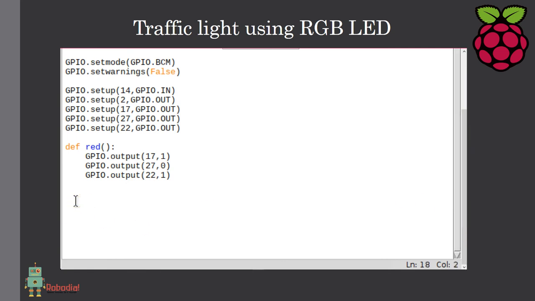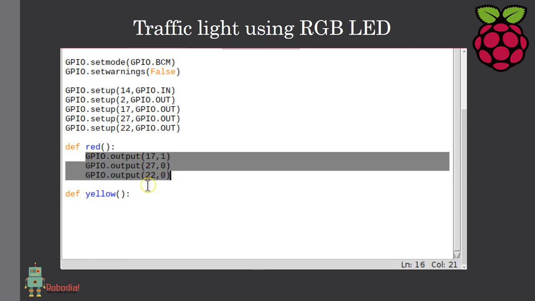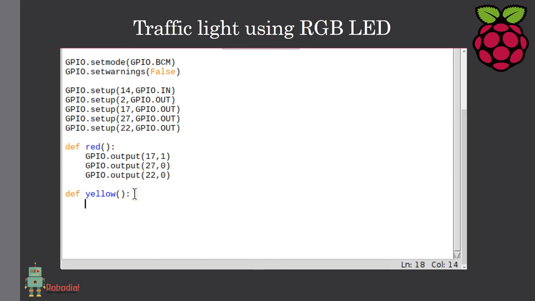Now I'm defining the function for my yellow color. And for yellow, when I mix the red and green, you will get the yellow color. Sorry, here comes the 0. And yes, when you mix the red and green, you will get the yellow color. For yellow color, copy this. Here, and yes, here comes the 1.